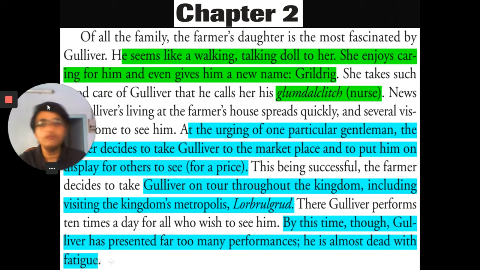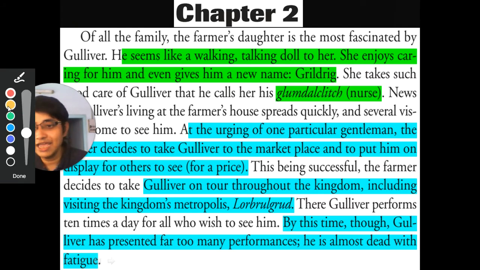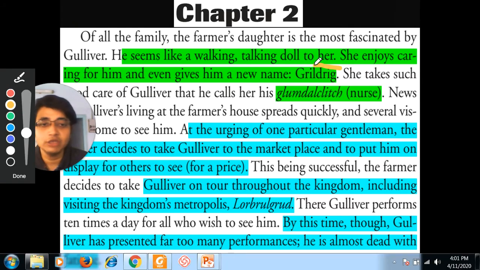Now, of all the family, the farmer's daughter is the most fascinated by Gulliver. He seems like walking and talking to her almost like a doll, and she enjoys caring for him and even gives him a new name called Grildrig. This is very important for the short question. What's the name given by the daughter of the farmer to Gulliver?